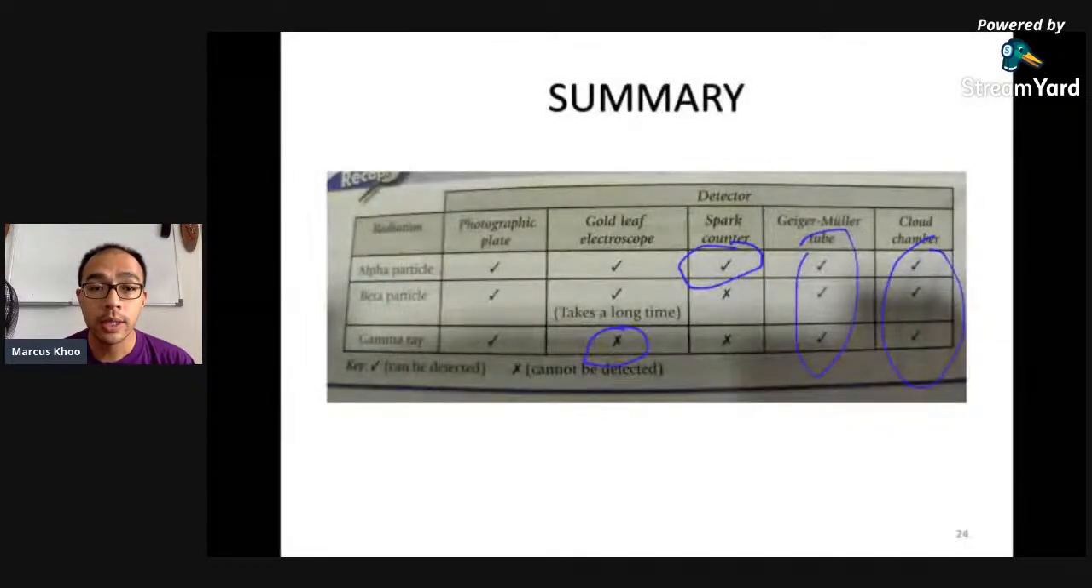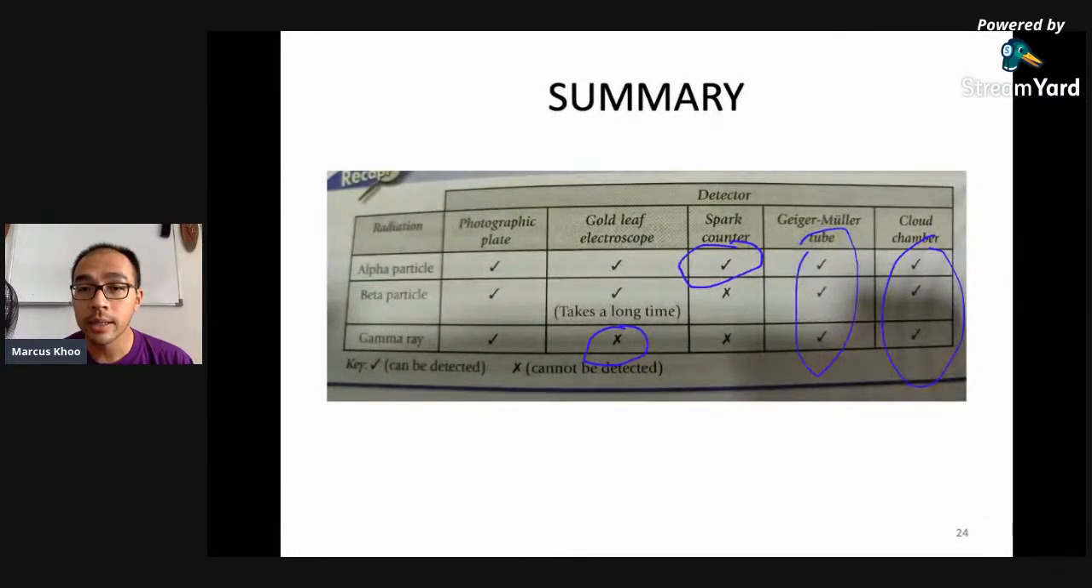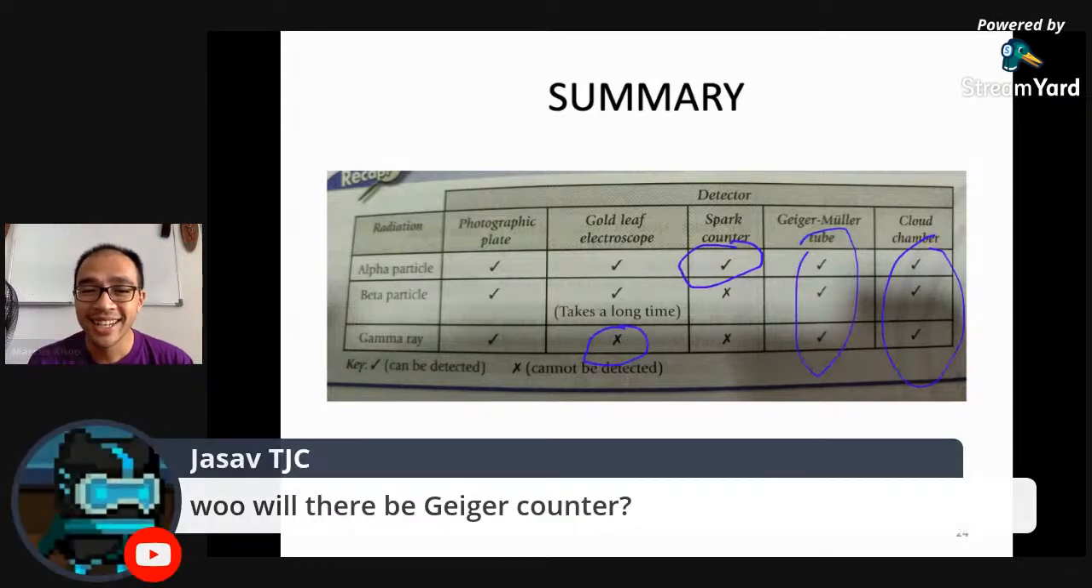I'm just going to stop here for a while and see if there are any questions from anybody. So far there are no questions except for one from Tong La: will there be Geiger counter? Geiger counter is actually the extension of the Geiger-Müller tube, and Geiger counter is basically digitized. So there's not really that much for us to explore as to how it works, but it's a good design.